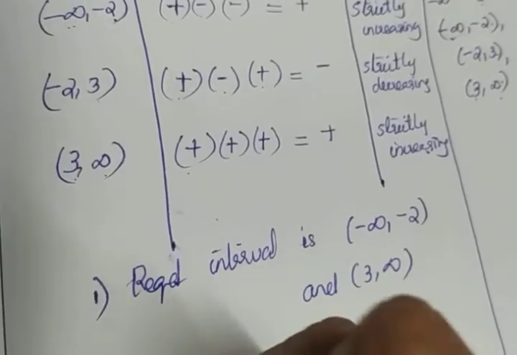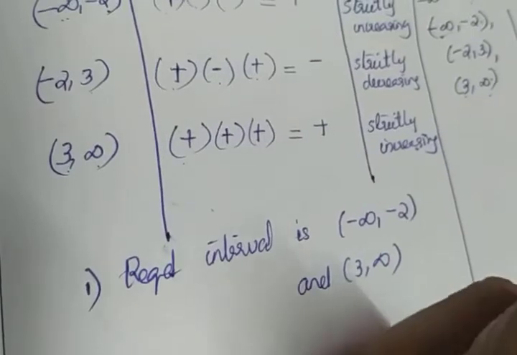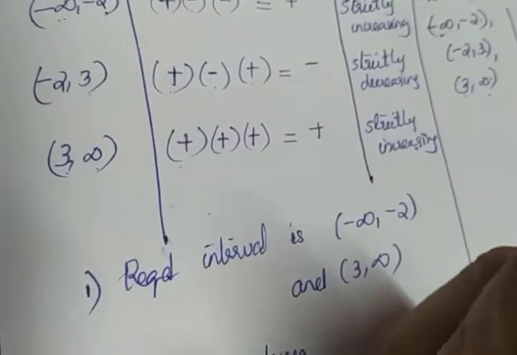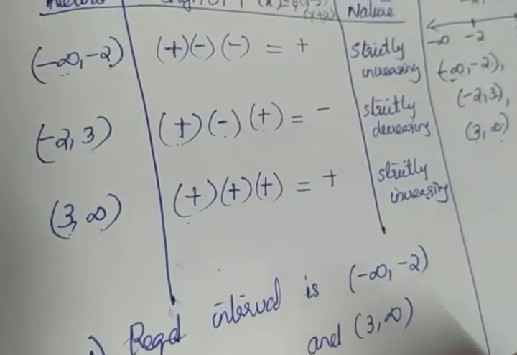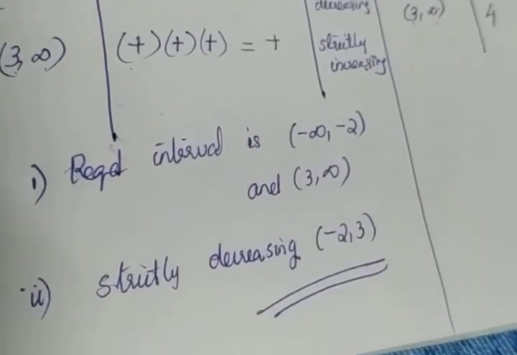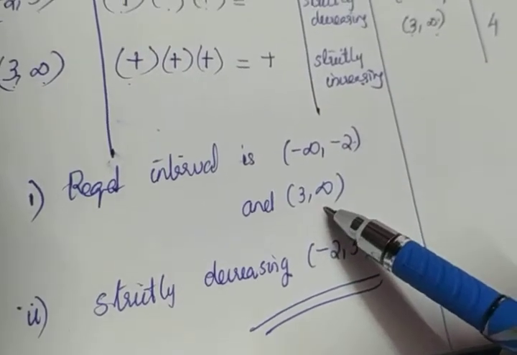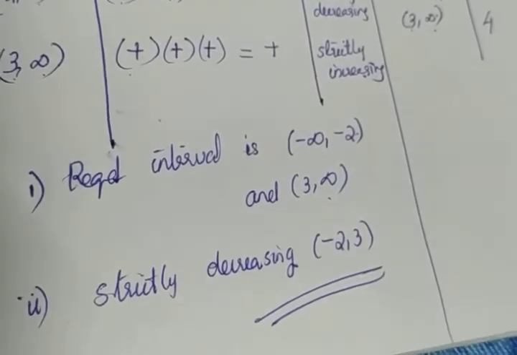And the second part is to find the interval in which it is strictly decreasing. So strictly decreasing in which interval? Minus 2, 3. So the given function is strictly increasing in minus infinity to minus 2 and also in 3 infinity, and it is strictly decreasing in minus 2, 3.